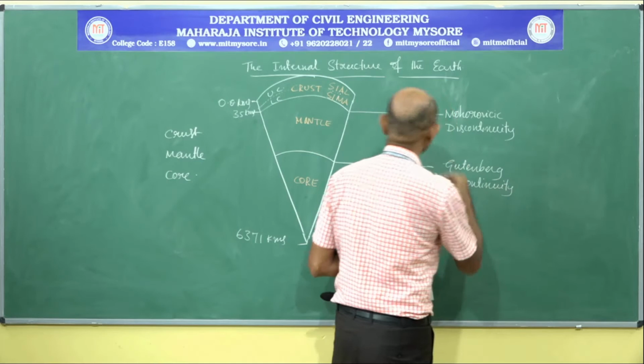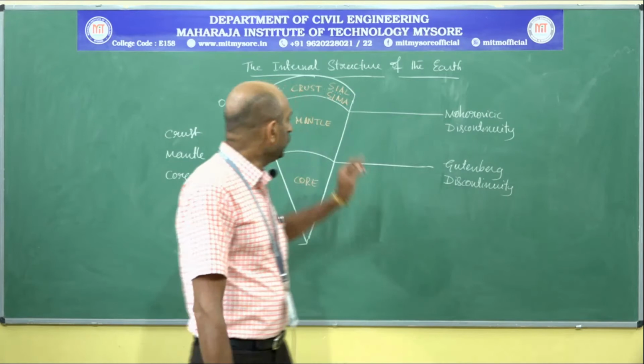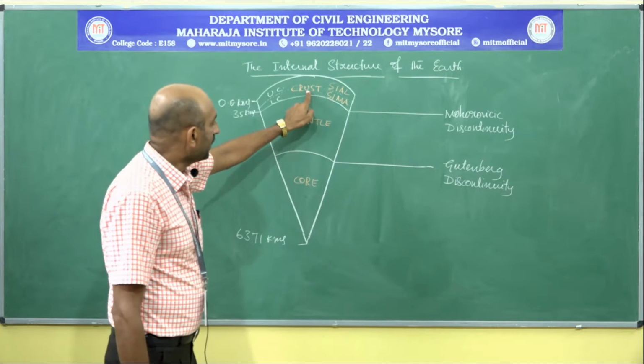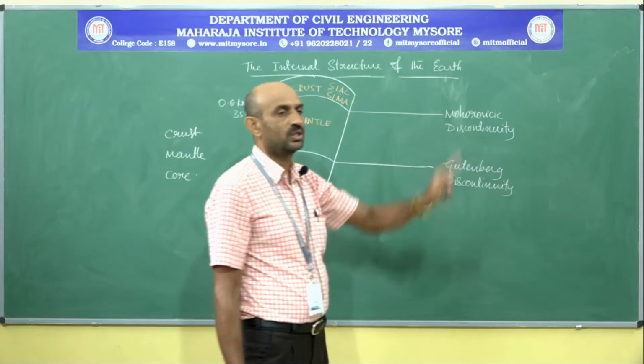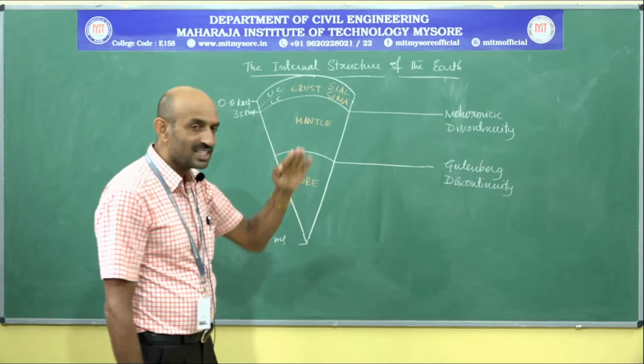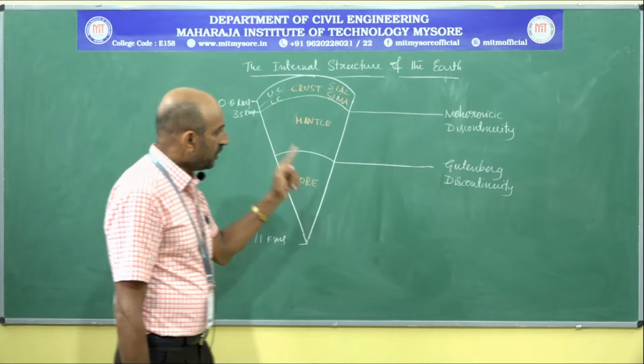The boundary between the crust and mantle is called the Mohorovicic discontinuity. This is the first major discontinuity in the seismic record of the Earth, which was first discovered by A. Mohorovicic.